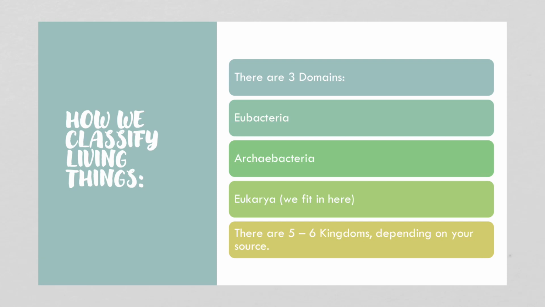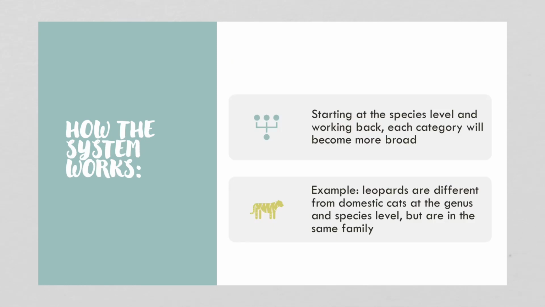So how we classify things, there's actually 3 domains: eubacteria, archaebacteria, and eukarya. That's where we fit in, and a lot of the things that you would think of as being living things fit into the eukarya section. And then there are 5 to 6 kingdoms depending on your source. So the way the system works is you start at the species level and you work backwards. And as you do that, each category will become more and more broad. For example, leopards are different from domestic cats at the genus and species level, but they belong to the same family.